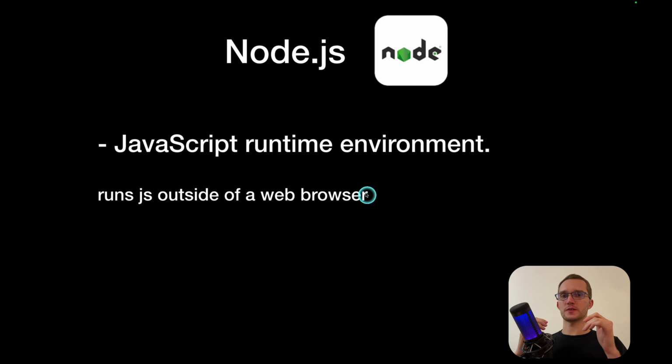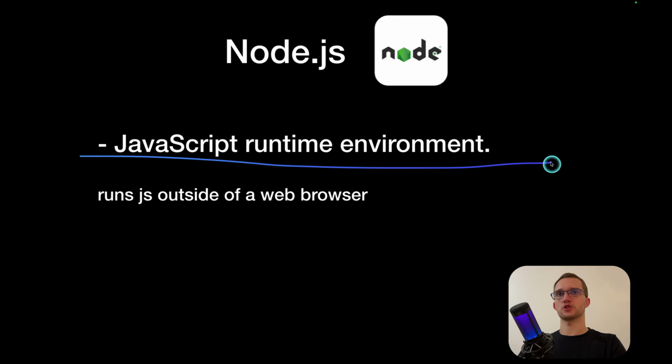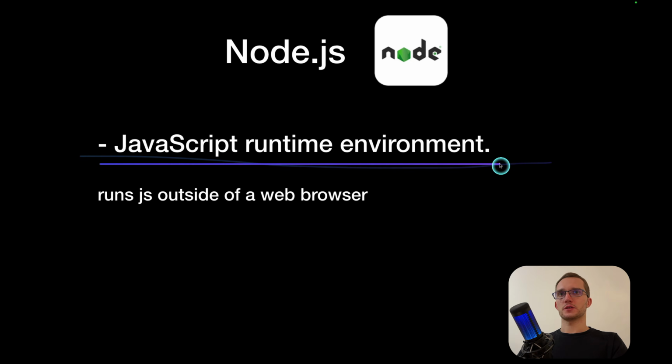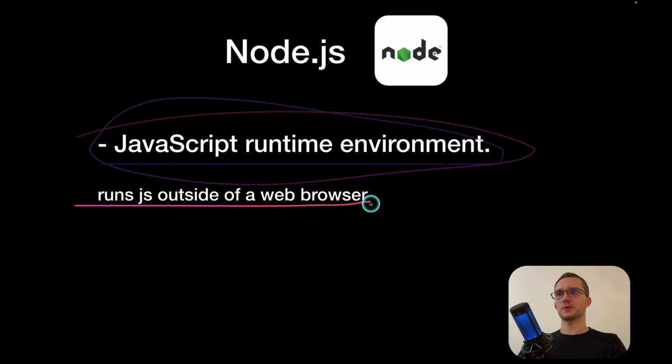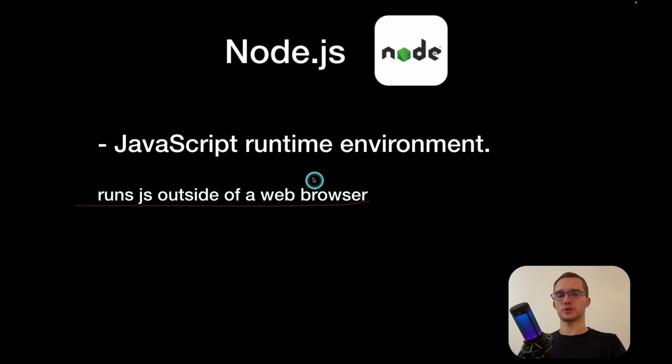But to run JavaScript outside of the browser, we have Node.js. To run JavaScript on the server, we have Node.js. So this is what Node.js stands for. Node.js is a JavaScript runtime environment. It runs JavaScript outside of the web browser. That's all you need to know for now.